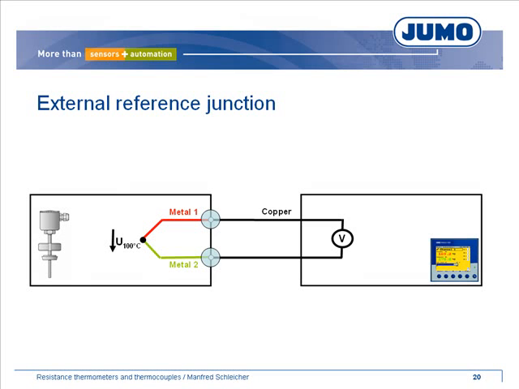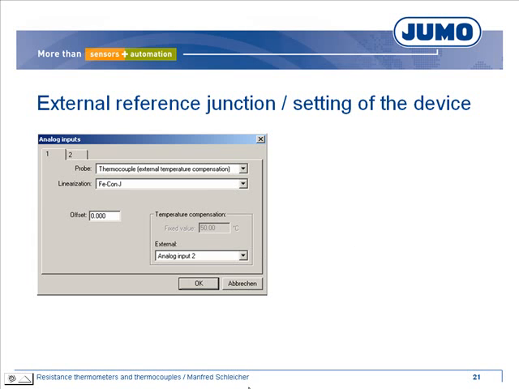The field device measures the temperature of the terminals using a further temperature sensor, for example a PT100 connected to the input 2 of the field device. Select external temperature compensation for the thermocouple input. Furthermore, you have to select the input for the reference junction temperature.